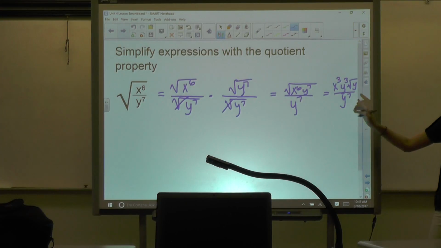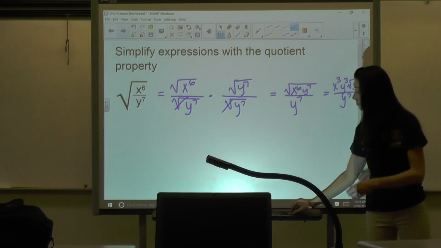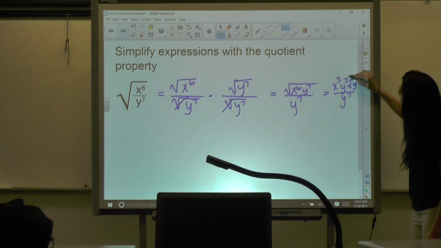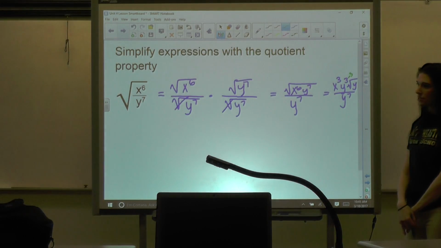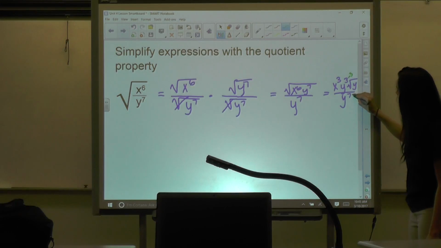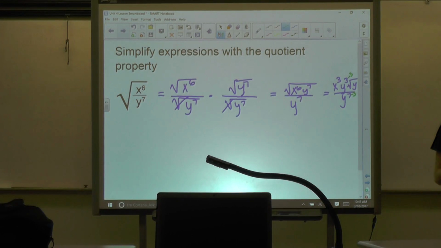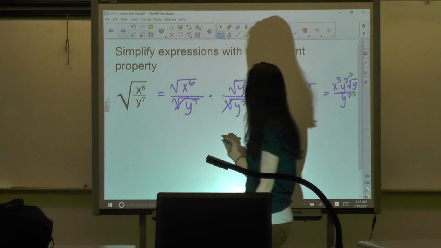So the easy way is saying I have 3 y's on the top and 7 y's on the bottom. How many y's do they have in common? They've got 3 in common. So if I take away 3 y's, and I take away 3 y's, remember you have to do the same thing on the top and the bottom, what are you left with?